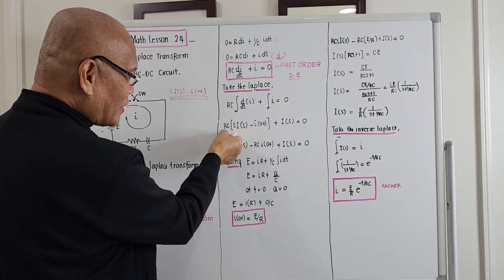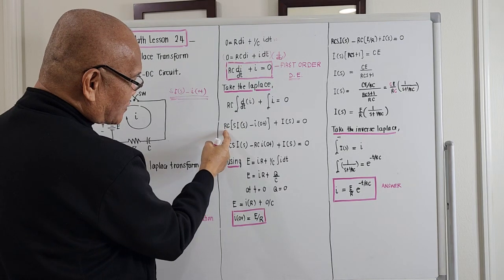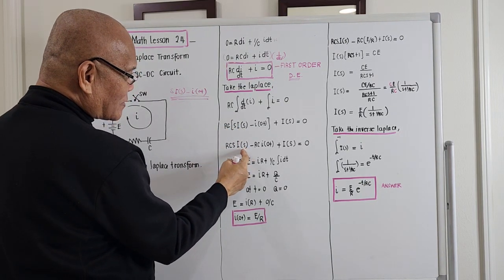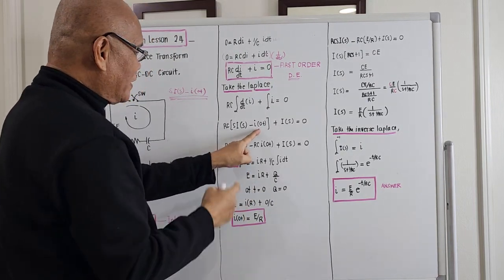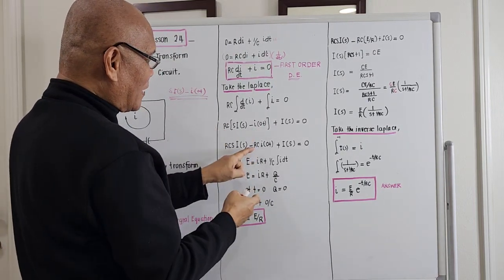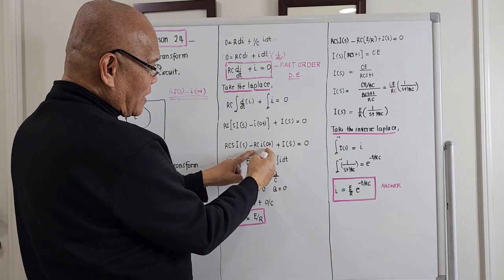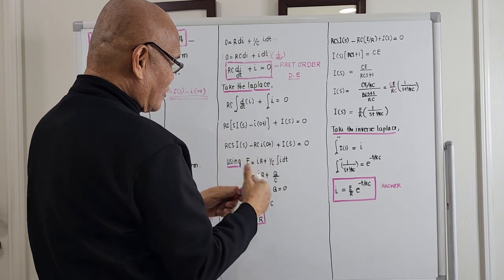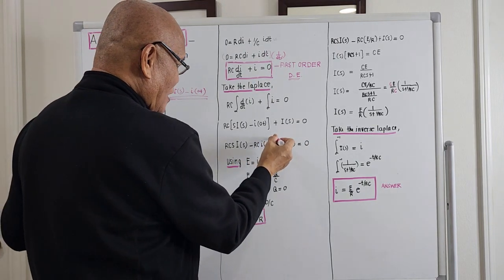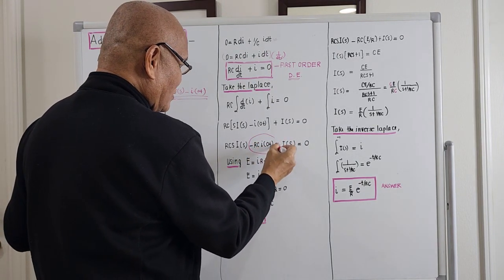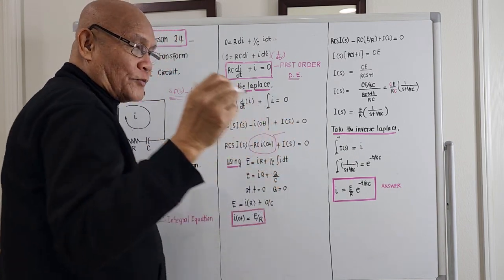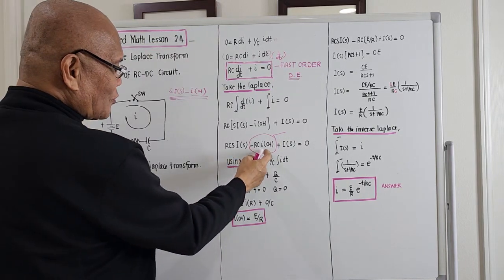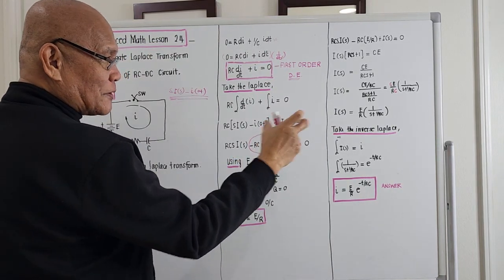Okay? By following this, simplifying. We multiply the first one here, so this will be RC times S. This is RCS, capital letter I as a function of S. We multiply this one here by this RC, so it will be RC I sub 0 plus, plus I as a function of S, and this should be equal to 0. This is actually the initial condition for the problem.